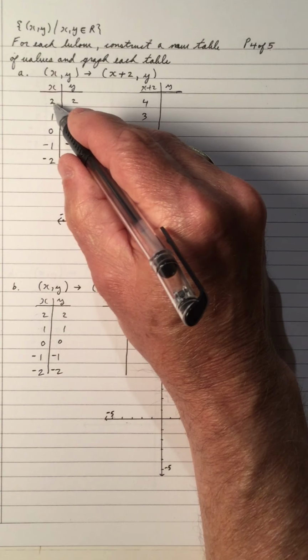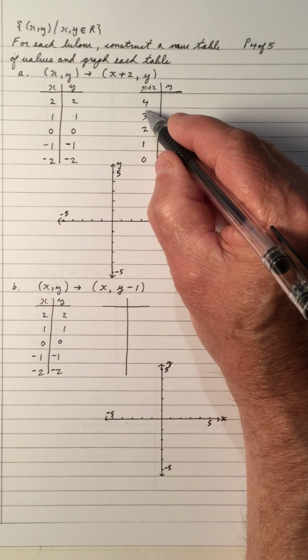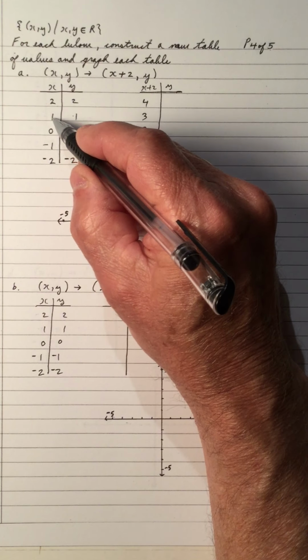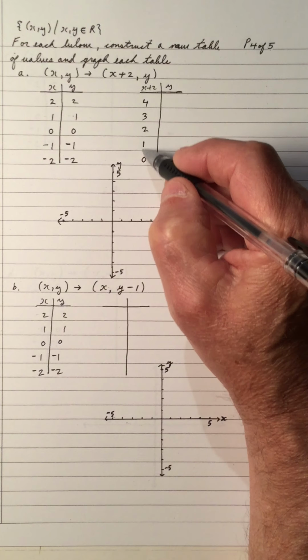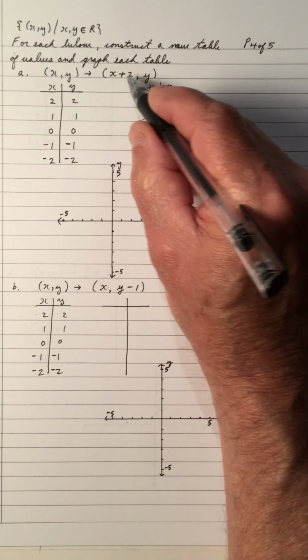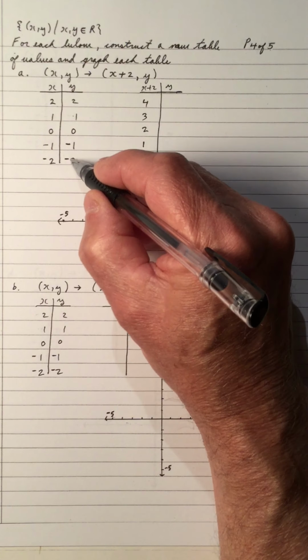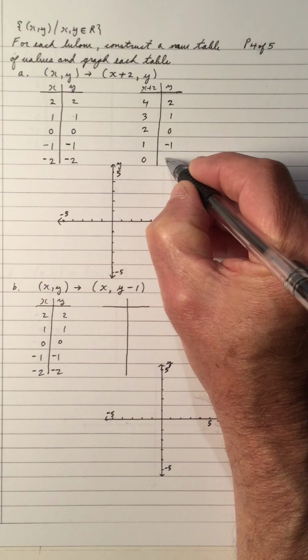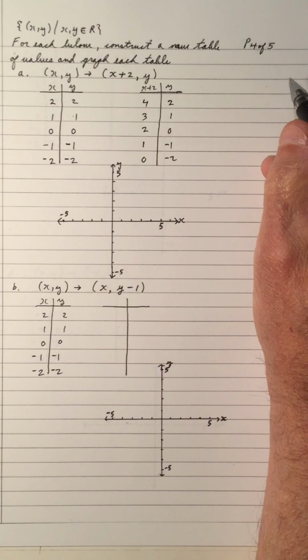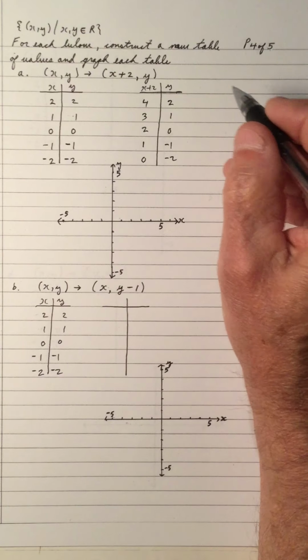Notice you're adding 2 to these, so you can see that this is decreasing by 1, and this is also decreasing by 1 as we go down. And the y is not changed, so the y values stay the same: 2, 1, 0, negative 1, negative 2. So we're going to graph this now.